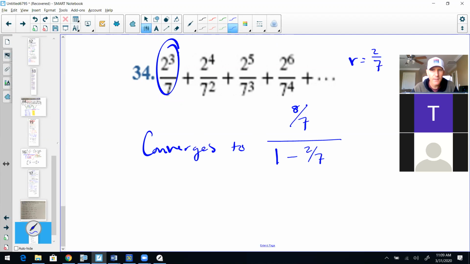They give us that, and we saw that the common ratio is 2/7. Those are the only two pieces of information that you need to know. If you're given a geometric series, you need to know the first term and the common ratio, because that series converges to the first term divided by 1 minus the common ratio. So now I have 8/7 divided by 5/7, which is just equal to 8/5.